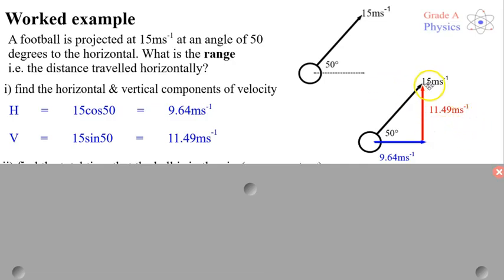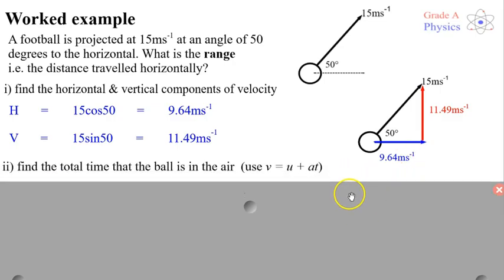And importantly, from this point forward, all we will use is the vertical and the horizontal components. We're not going to use 15 meters per second ever again. We don't need that. And that's a common mistake. Very often students go back to using this value at some point, and that's incorrect. So once we have these 2 values, that's all we need to work out anything to do with this projectile motion. So typically, find the total time that the ball is in the air.